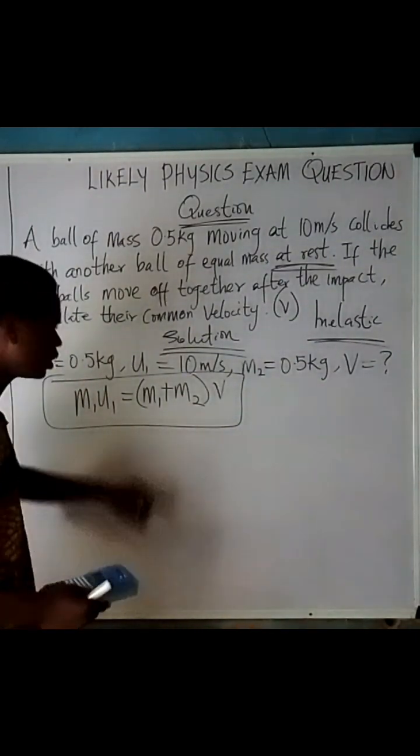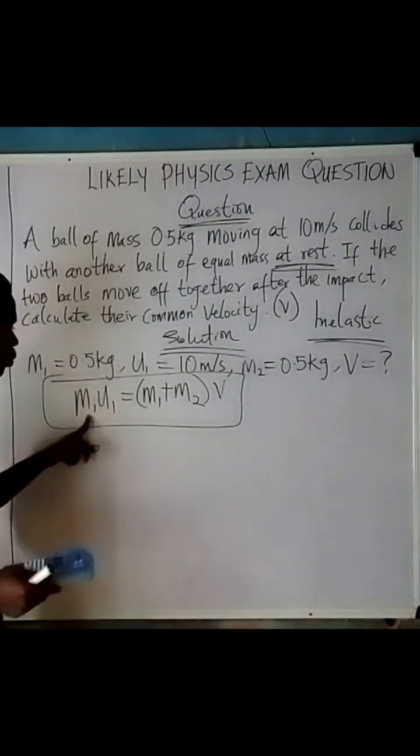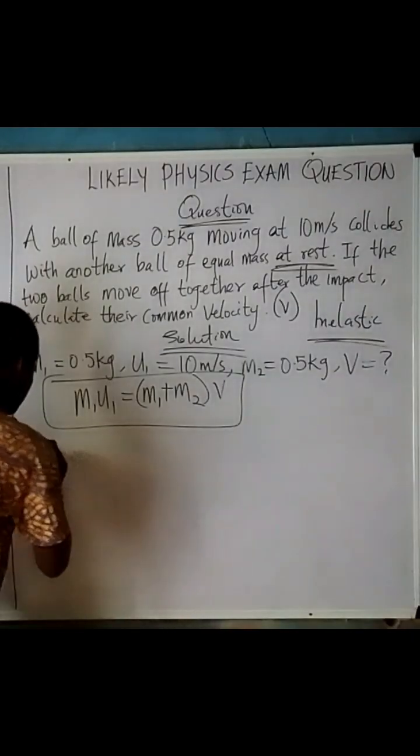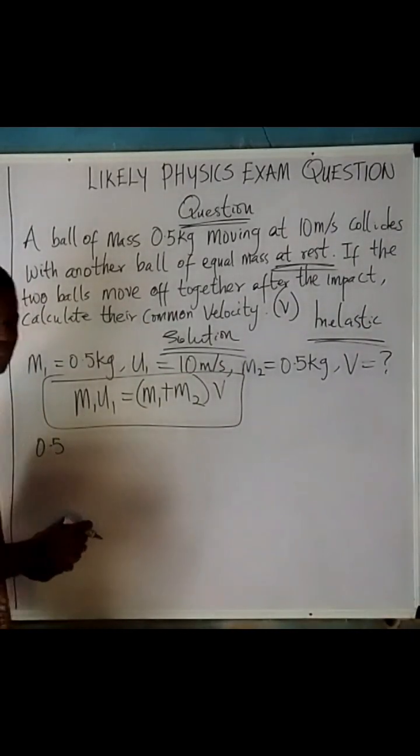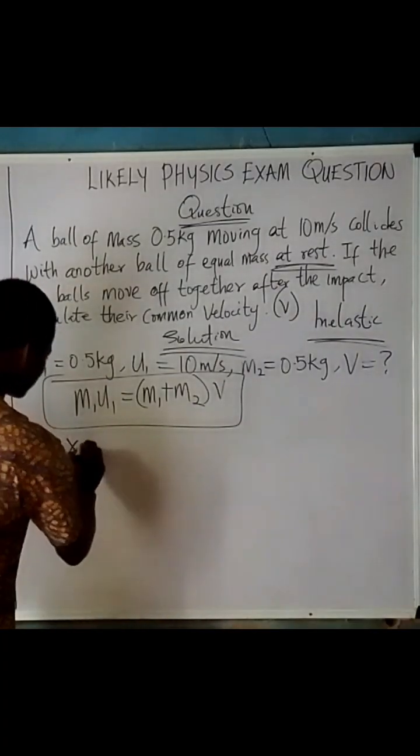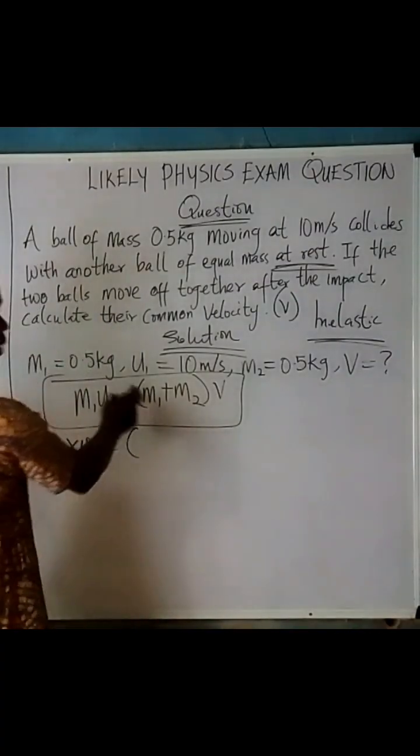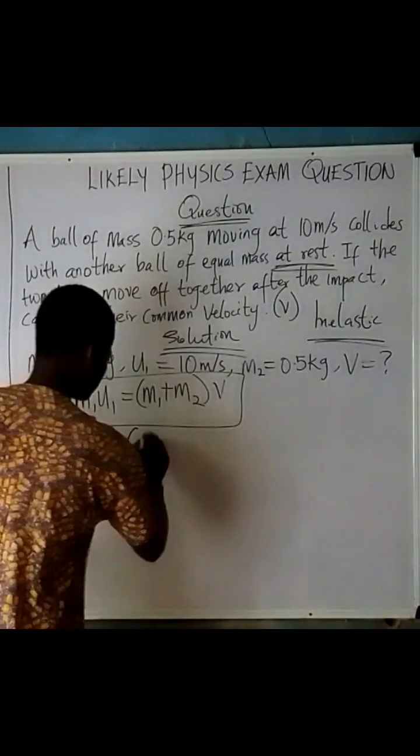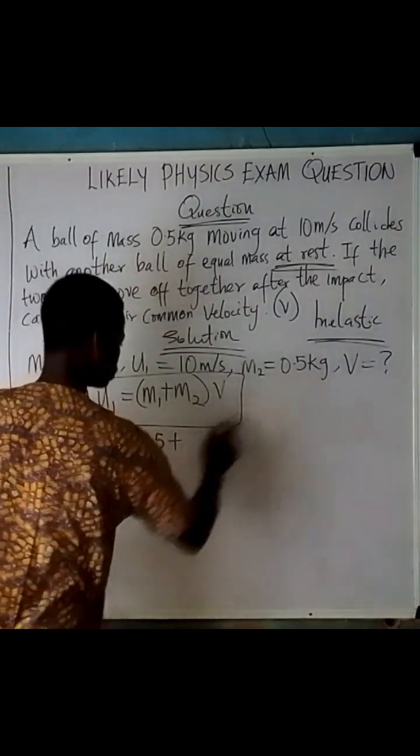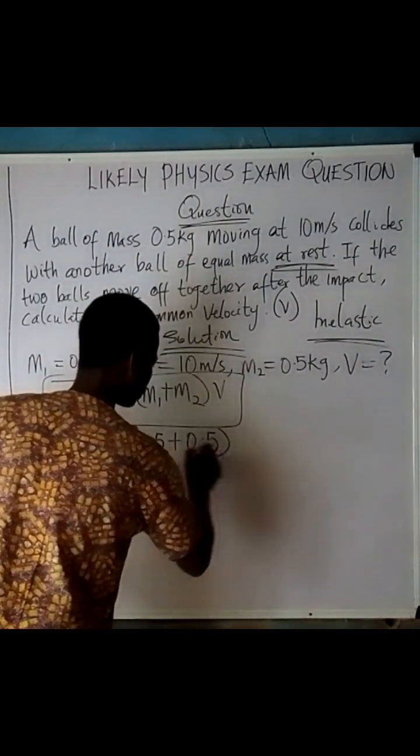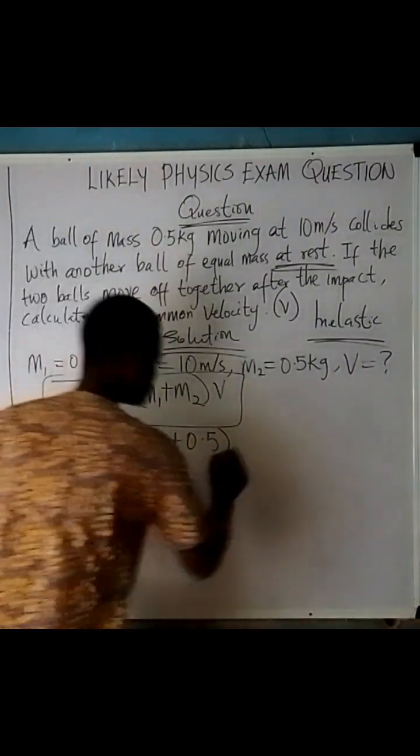What do we do next? We will input all these values into this formula. Let's do that right away. What is our M1? Our M1 is 0.5. What is our U1? Our U1 is 10, so we'll say times 10. Then it is equal to, in brackets, what is our M1? 0.5, added to our M2, which is 0.5. Close the bracket. And like we know, our V has no value, so we'll leave it as V.